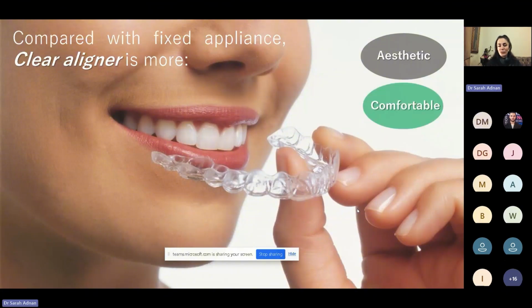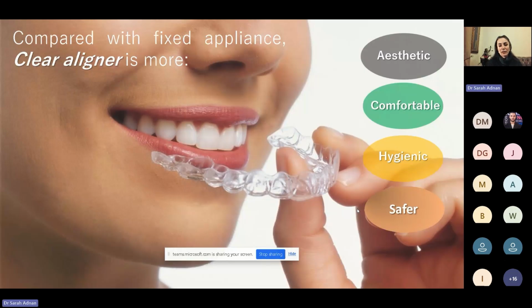Also, they are comfortable because the patient can remove them from the mouth on socially sensitive occasions, during eating, during brushing, or when they have to attend a wedding or whatever. So they are extremely comfortable and the patient likes them. And since they can be removed, they are hygienic because the patient can remove them, brush their teeth, and reinsert their appliances.